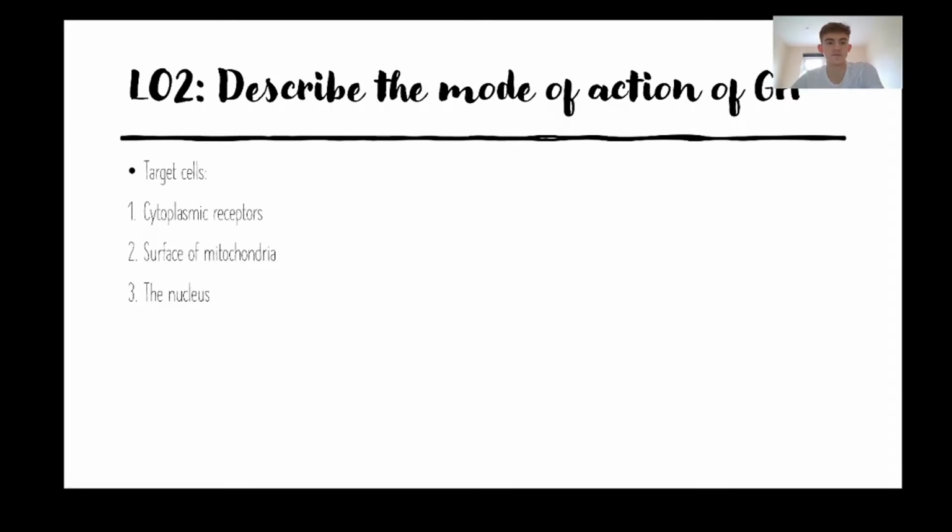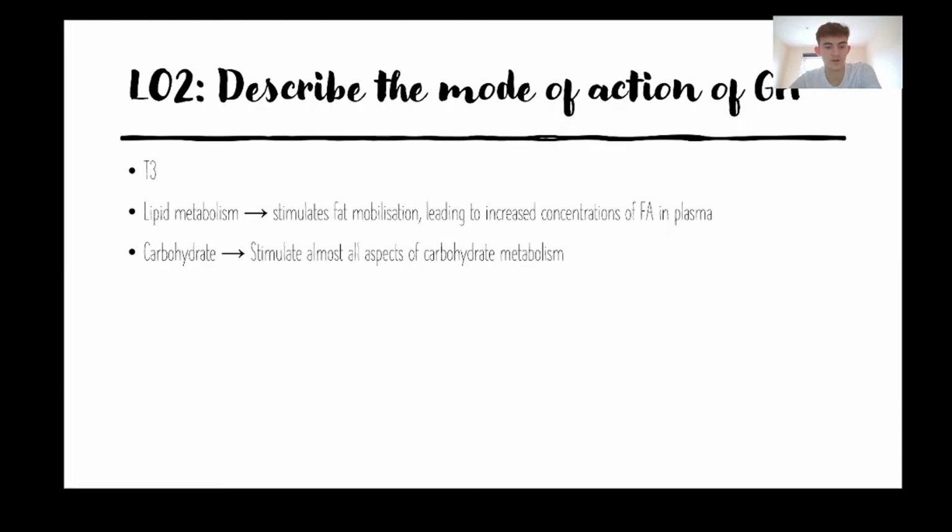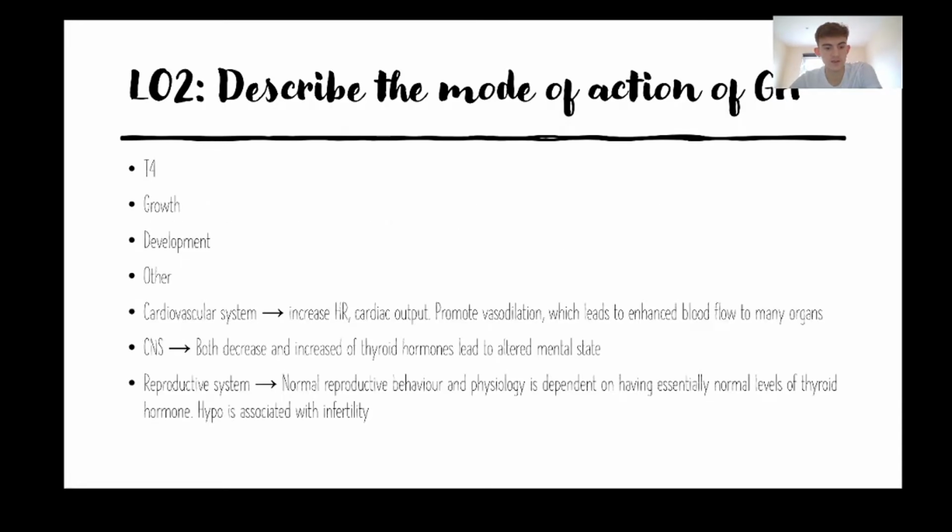The target cells for the thyroid hormones have cytoplasmic receptors, receptors on the surface of mitochondria, and receptors in the nucleus, and they work to regulate the body. So what do they actually do when they get there? T4 is seen to help with growth and development, and T4 and T3 both help with the cardiovascular system, such as increasing heart rate, cardiac output, vasodilation, and enhanced blood flow to organs. In the central nervous system, both a decrease and an increase of thyroid hormones can lead to an altered mental state, so that's why we need to keep it at normal levels.